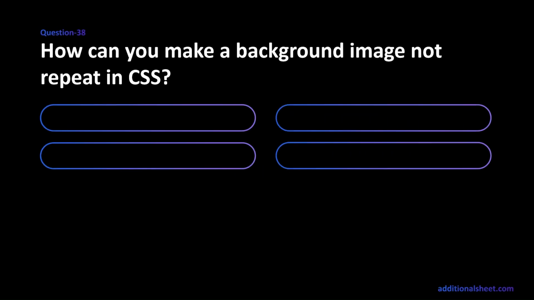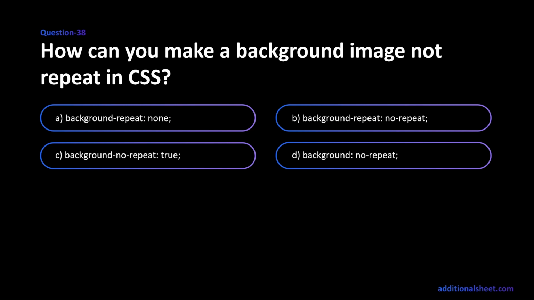Q38. How can you make a background image not repeat in CSS? Options are: A. background-repeat: none. B. background-repeat: no-repeat. C. background-no-repeat: true. D. background: no-repeat.